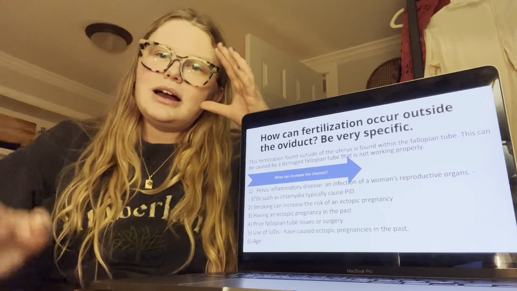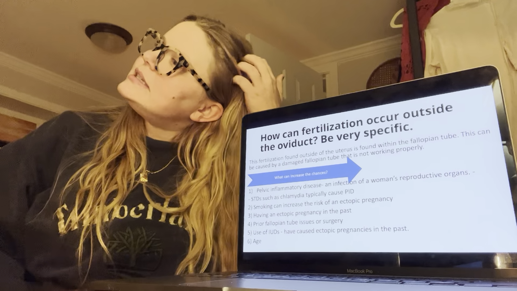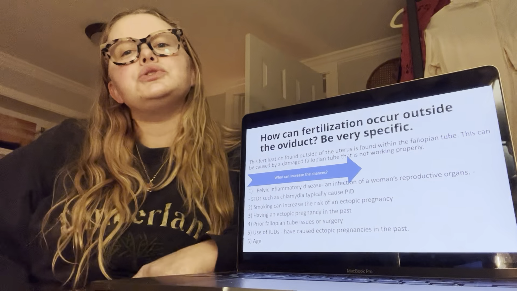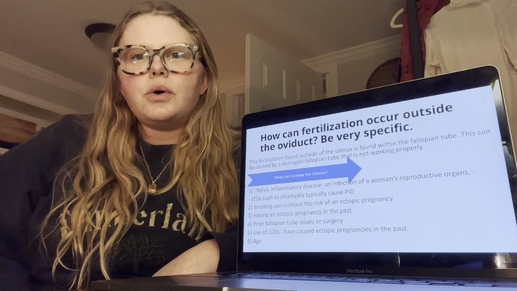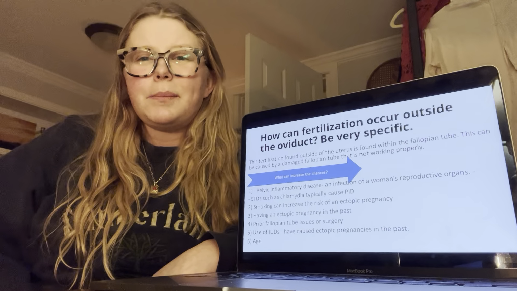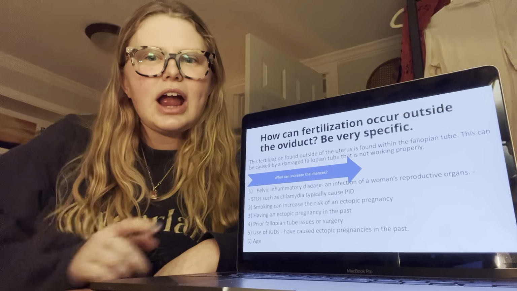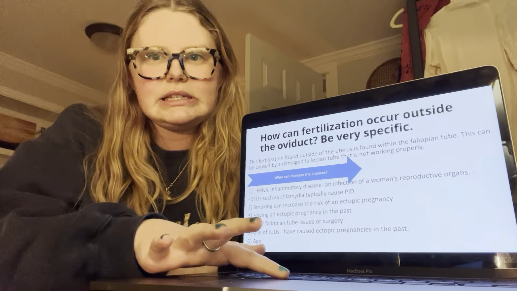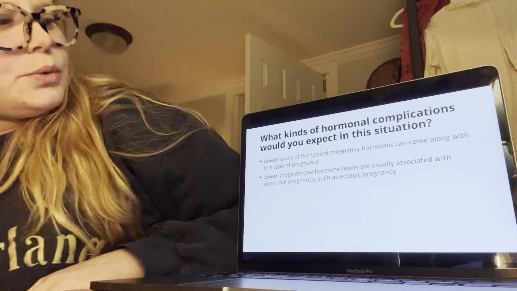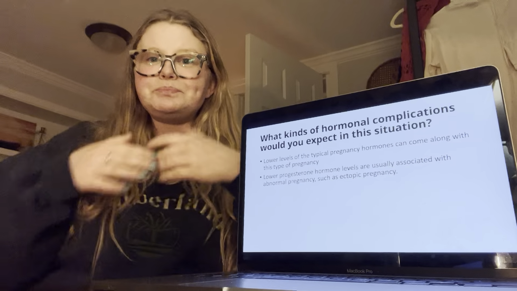Whenever you get IUDs, which is a type of hormonal birth control, it says on the list of possible outcomes that ectopic pregnancies might happen, so that is something to consider. And then lastly, age has something to do with ectopic pregnancies. The next question would be, what kind of hormonal complications would you expect in this situation?